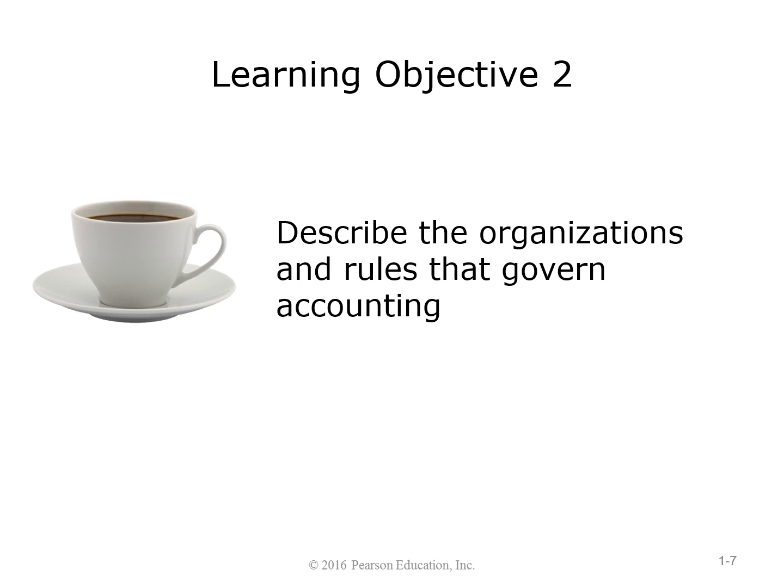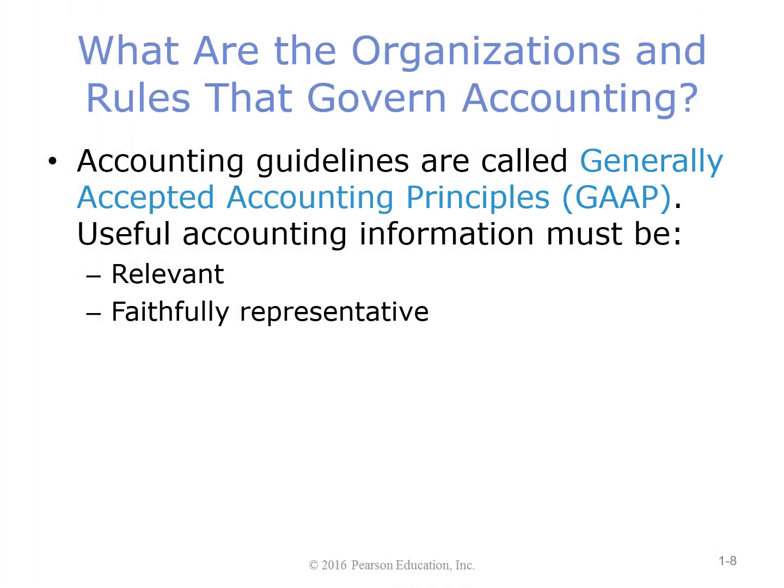This was learning objective number 1, and learning objective number 2 is to describe the organizations and rules that govern the activity. As you can see here, what governs accounting is something we call the generally accepted accounting principles.